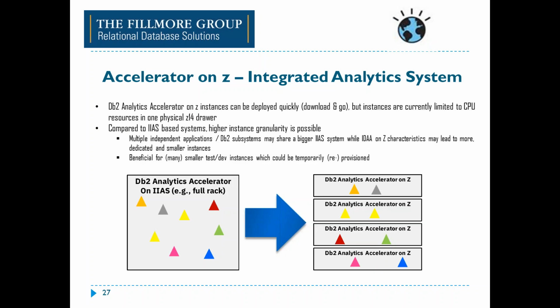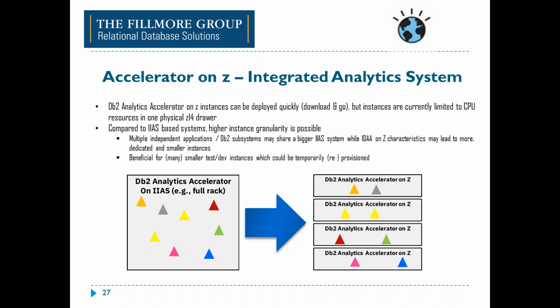So some other comparisons of the Accelerator on Z. The Accelerator on Z can be deployed fairly easily. If you have IFLs today, the Integrated Facility for Linux, you download the Docker container into the SSC, the Secure Service Container, and away you go. They're also much more granular in terms of capacity, in that the capacity for an IDAA Accelerator on Z running on your System Z mainframe is how many IFLs you dedicate to it. The more IFLs, the more processing capability you have. It's as simple as that.